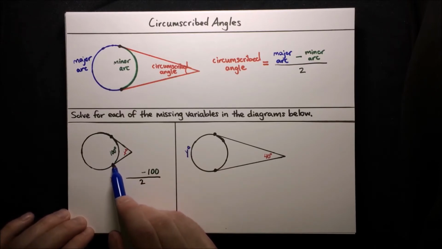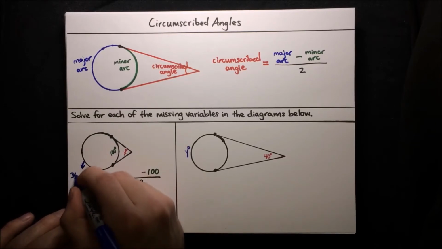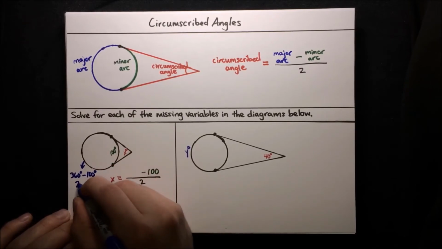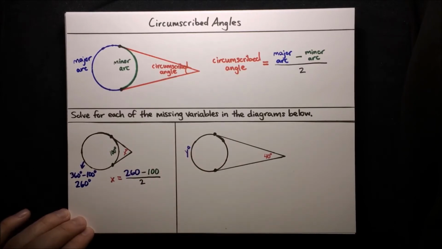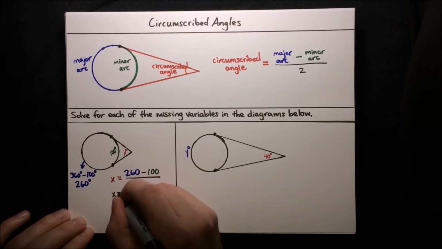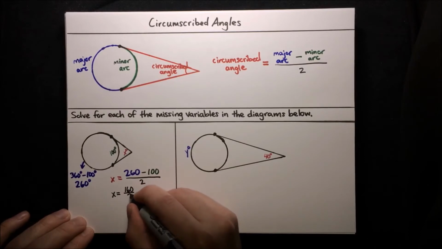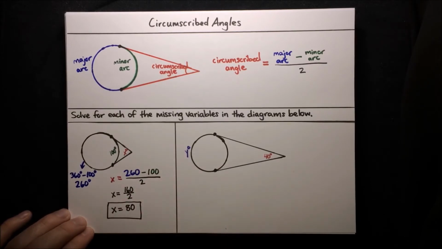Well, let's think. There's 360 degrees in the circle, so we can get the measure of the major arc by just subtracting off this minor arc of 100 degrees. So the major arc is just 360 degrees minus that 100 degrees that's spent on the minor arc, which gives us 260 degrees. And then to solve for x, we just go ahead and compute. So x is equal to 260 minus 100, that's 160, and then that's divided by 2, so x is equal to 80. And there we go, there is x.